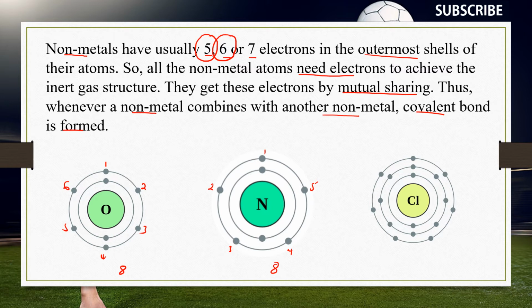And lastly, when you look at chlorine, it has 1, 2, 3, 4, 5, 6, and 7. So chlorine has electronic configuration 2, 8, 7, and it will need one more electron to become stable. And in this case, if chlorine comes into contact with other nonmetals, the best they can do is to share, because none of these atoms will be willing to lose electrons. So the best they can do is to share.